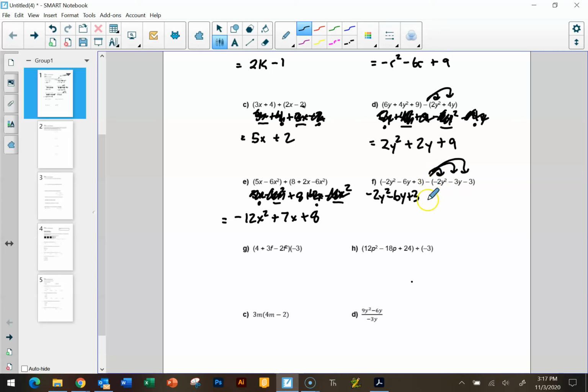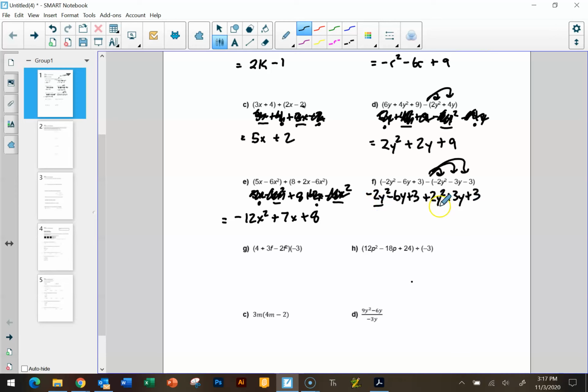So I've got a negative times a negative, which is going to leave me with a positive 2y squared. I've got a negative times a negative 3y, which can be positive. Remember, when you've got a negative out front, it just flips the signs. As long as there's no coefficient there, if it's just a negative sign, basically you're just taking what's inside the brackets and you're flipping the signs.